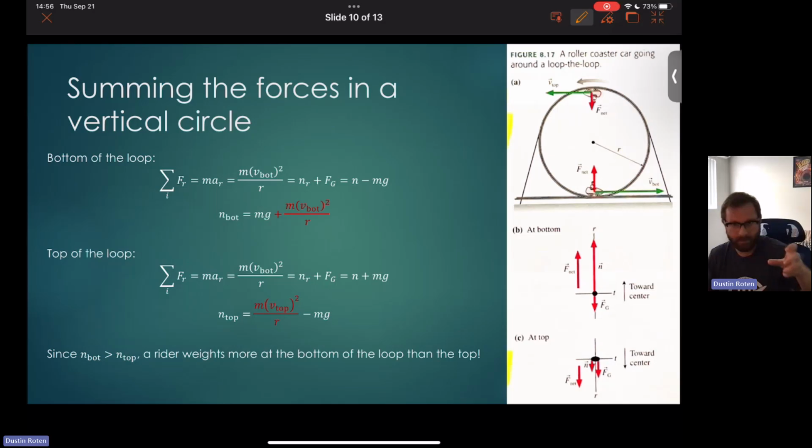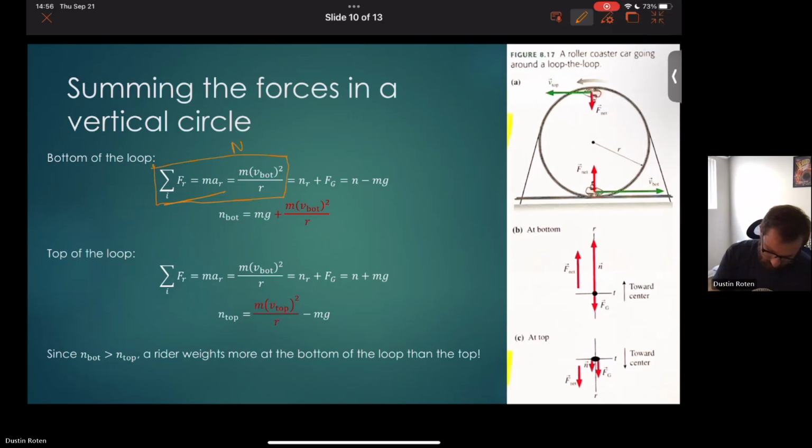Now let's actually sum up these vectors. So let's look at the bottom of the loop first. We're going to start with Newton's second law in circular motion. We have the forces summed up equal ma. Clearly there's a centripetal acceleration, the forces are unbalanced. Since we're looking at circular motion, we get to replace a with our centripetal acceleration. So all this stuff right here, that's still Newton's second law. That's still a definition. We actually haven't added up those forces yet. We just know they have to equal mv squared over r.